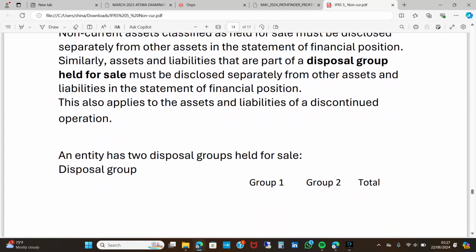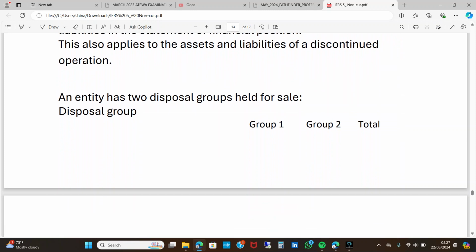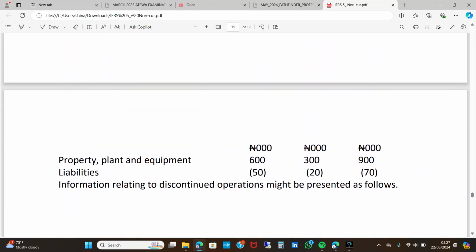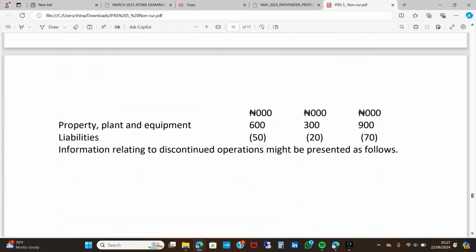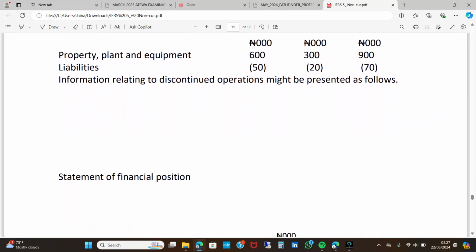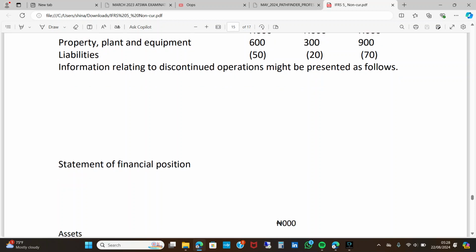Now, for assets and liabilities that are disposal group or discontinued operation, in our statement of financial position, let's look at how we present it. It says now, an entity has two disposal groups held for sale. You have group 1 and group 2. Under group 1, the total property, plant and equipment I want to sell is 600. Group 2 is 300. So we now have a total of how much? 900. Our liabilities, we have 50 and we have 20, making a total of 70. Let's see, how can we present this information in our statement of financial position?